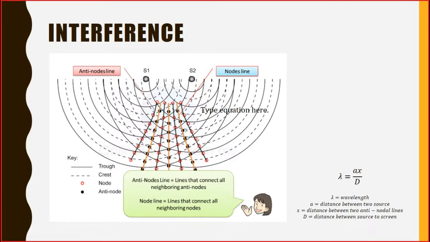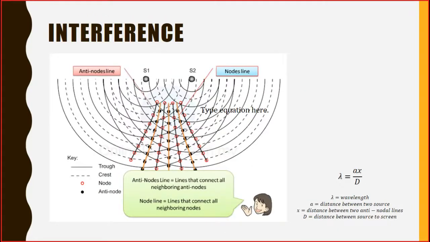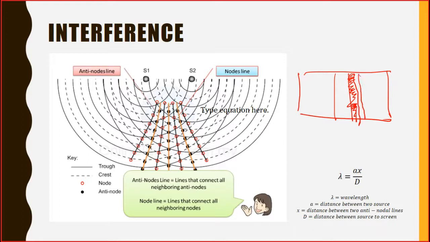So what kind of pattern would you get? In the middle you get constructive, and then destructive interference will happen, so this will be dark, and then again constructive. This one is dark, this one is bright. If you put a screen over here, this one is going to be bright, this one dark, bright, dark, bright, dark. Okay, all right, so that's the idea for interference.